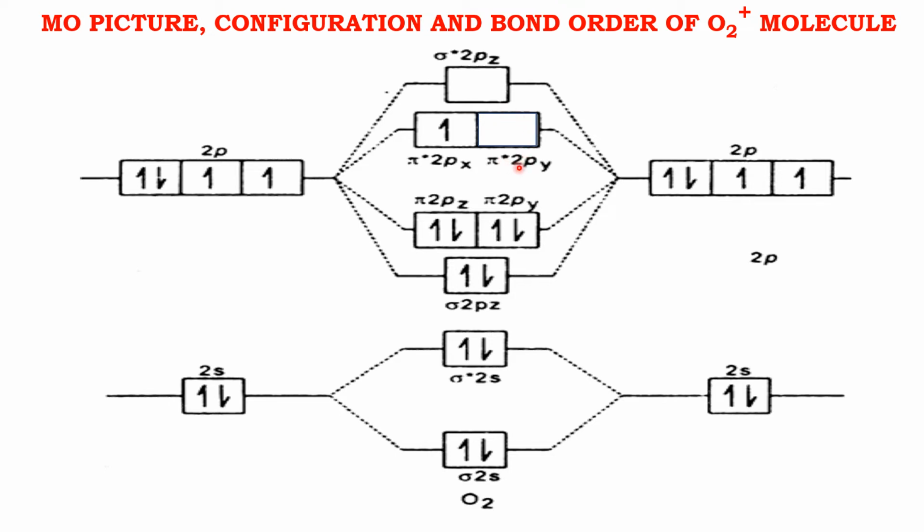So when we write the molecular orbital configuration of O2 plus, we could say it is sigma 1s2, sigma star 1s2, sigma 2s2, sigma star 2s2, sigma 2pz2, pi 2px2 is equal to pi 2py2 and pi star 2px1 or pi star 2py1. So one electron has been lost from the antibonding molecular orbital. So this is the molecular orbital picture of O2 plus molecule.